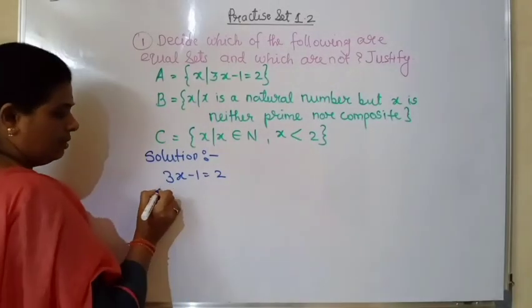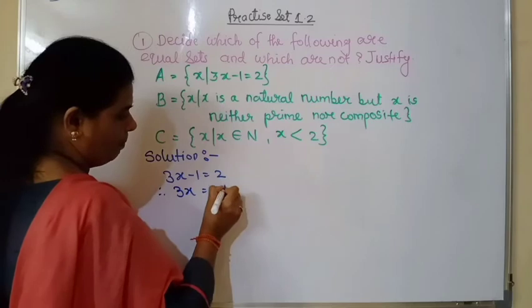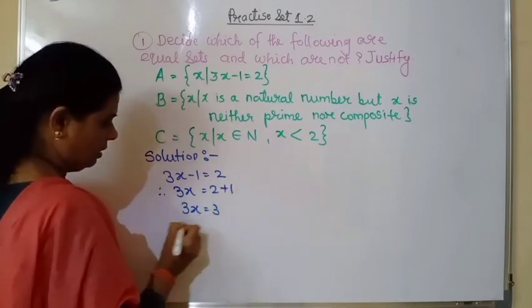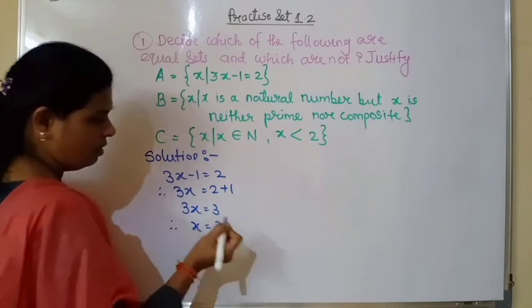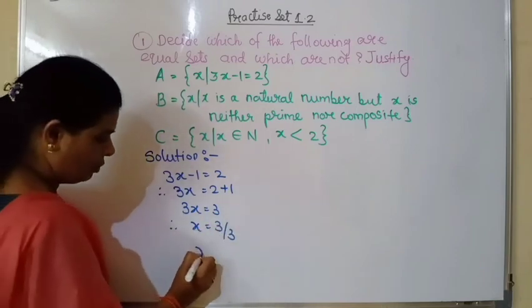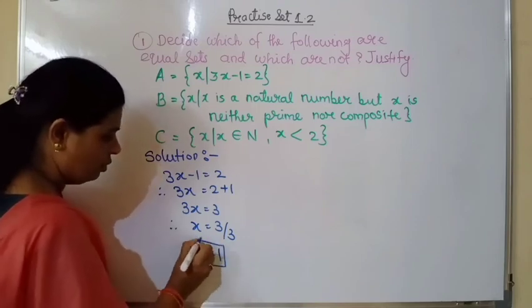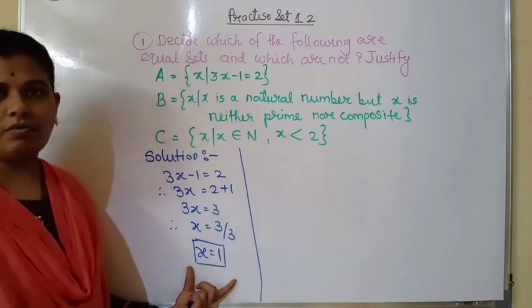Now see here, therefore 3x is equal to 2 plus 1. So 3x is equal to 3. Therefore x is equal to 3 upon 3. So you have to divide and we will get the answer, that is x equal to 1. So we got the answer here, that is x equal to 1.